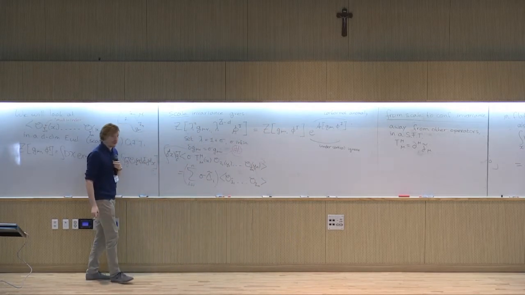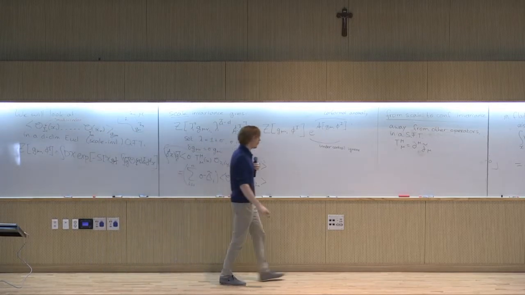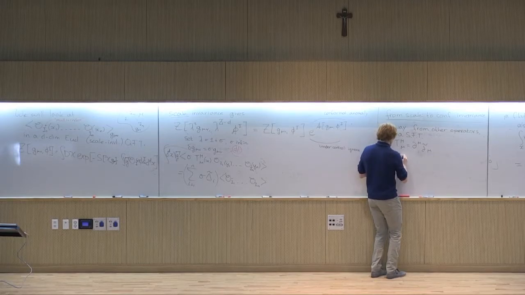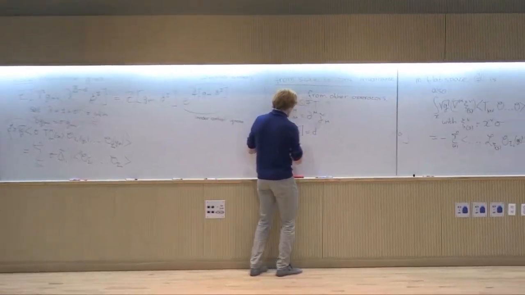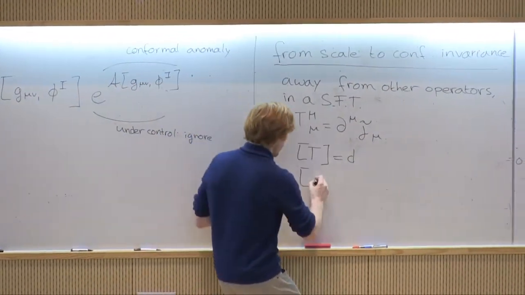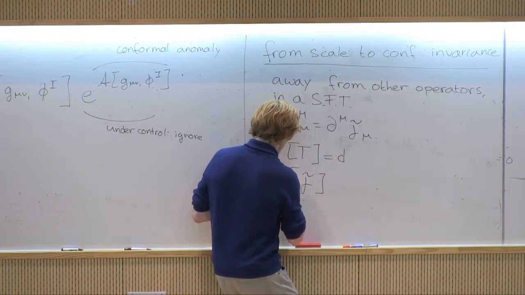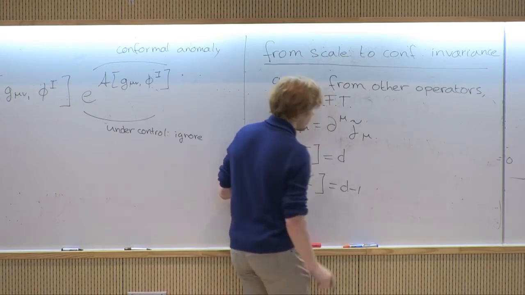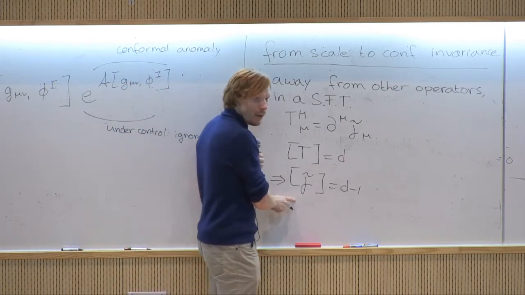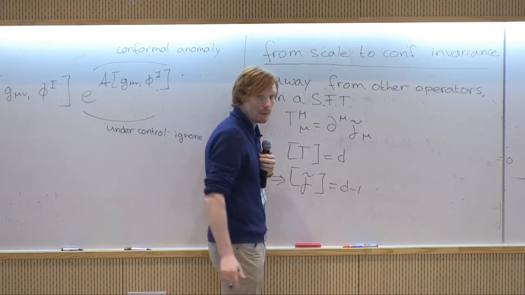But what is this? What would this J mu tilde be? It would be a thing that appears in the trace of the stress tensor. Since the stress tensor has dimension d, and it doesn't get an anomalous dimension, it follows that the dimension of this vector operator is d minus 1. And so a quick and dirty argument for the absence of J tilde, which is what I'd like to argue, is that there is almost never such a vector operator.